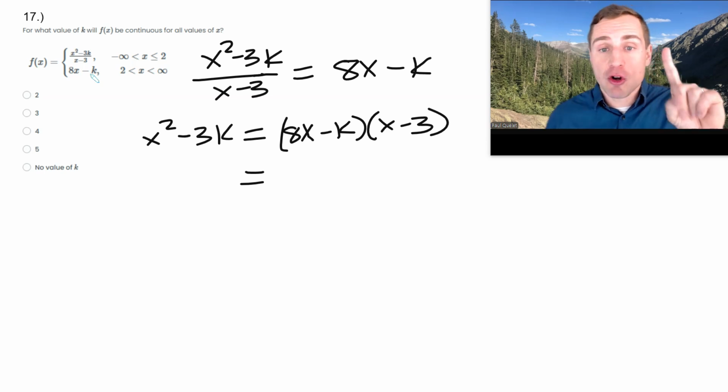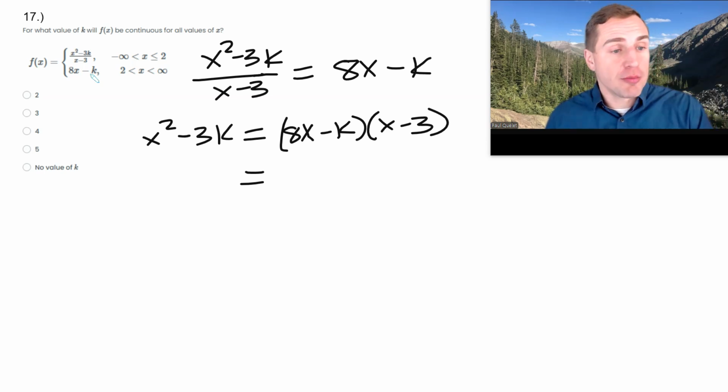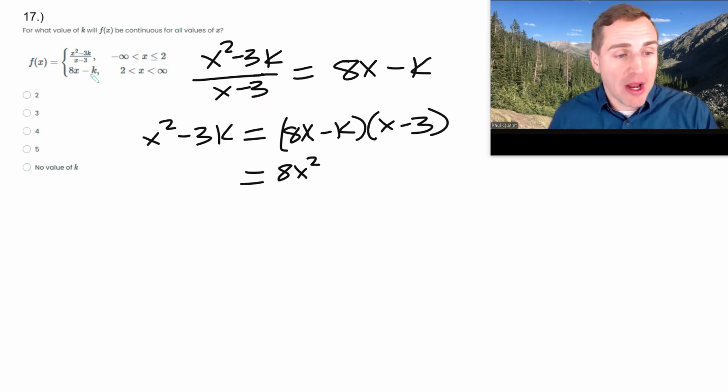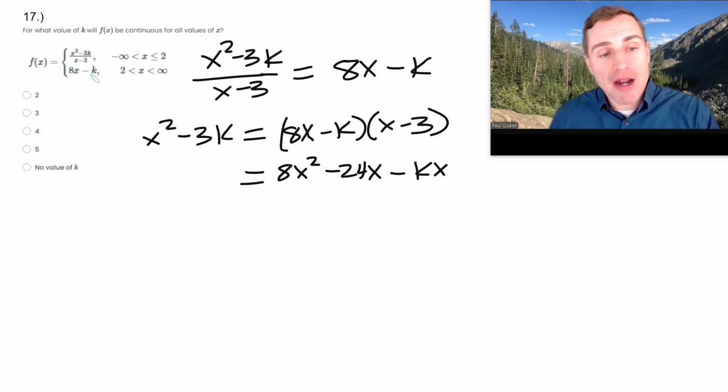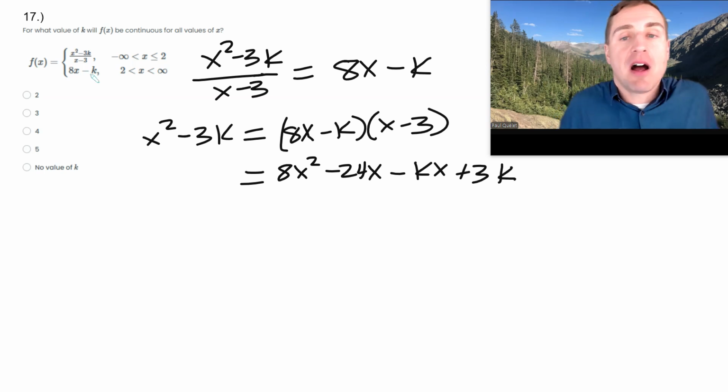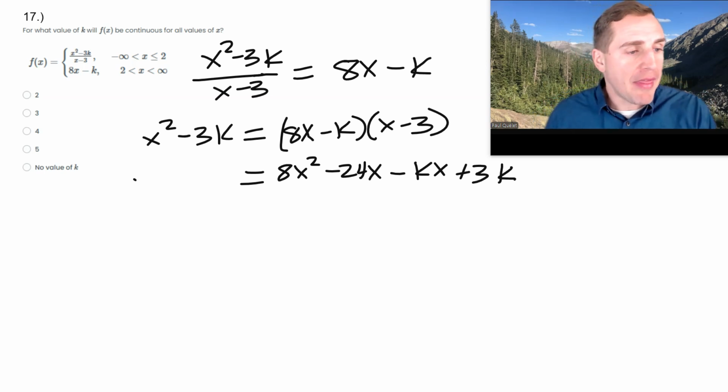So first, outer, inner, last terms. So 8x times x is 8x squared. 8x times negative 3 is minus 24x. And then minus k times x is minus kx. And then minus k times positive 3 is plus 3k. Remember, k is a constant. And then that's equal to x squared minus 3k.